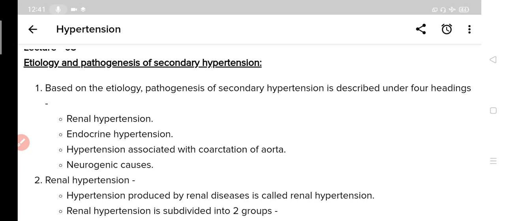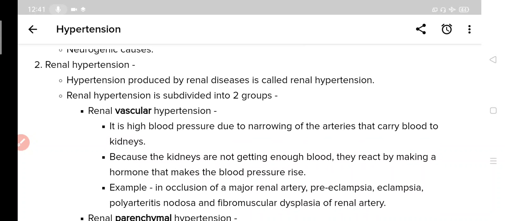Based on etiology and pathogenesis, secondary hypertension is described under four headings. Those are renal hypertension, endocrine hypertension, hypertension associated with coarctation of aorta, and neurogenic causes. So these are four different categories which cause hypertension, and based on this we will describe them one by one. First one is renal hypertension.